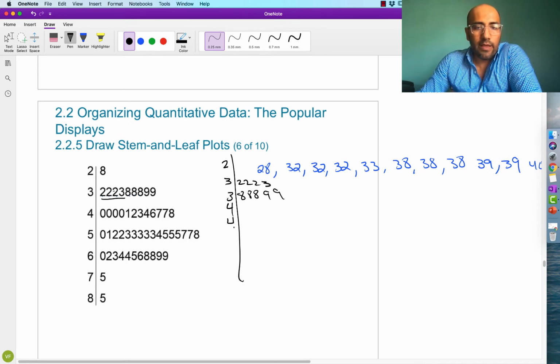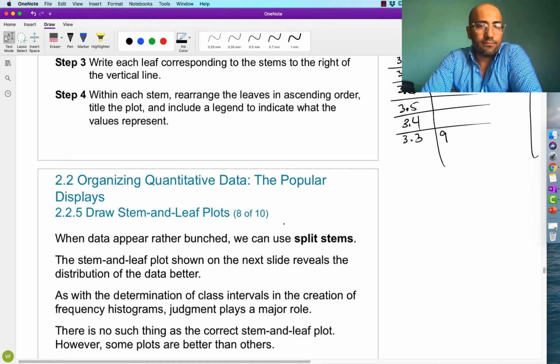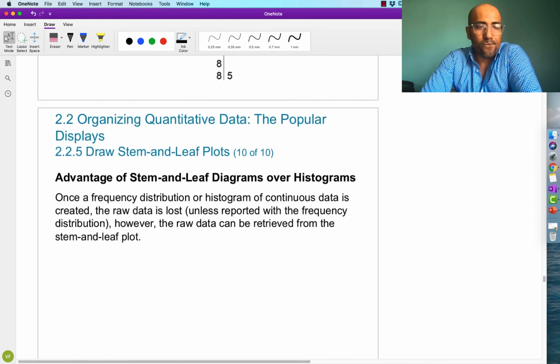And then 4 and 4, and same thing. We want to keep all the ones that go from 0, 1, 2, 3, or 4 on the first one, and then the other ones on the second one. So this would be 1, 2, 3, 4 zeros, a 1, a 2, a 3, and a 4. And then there's a 6, 7, 7, 8. Good. That's what the split one was.